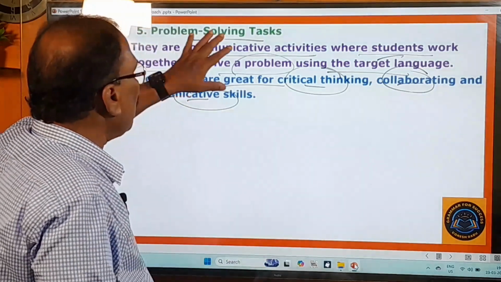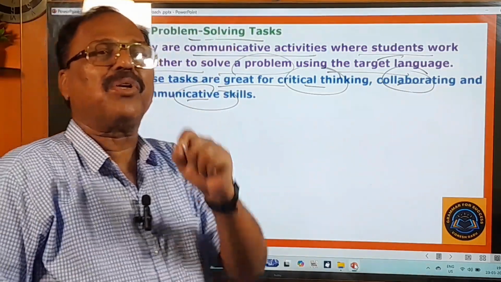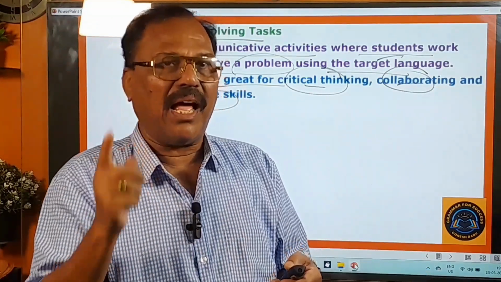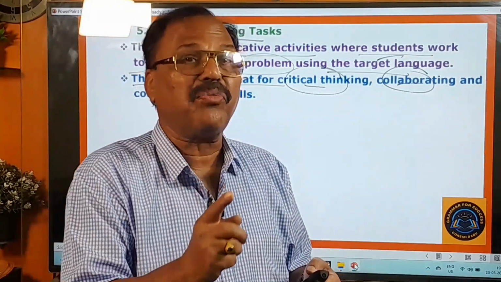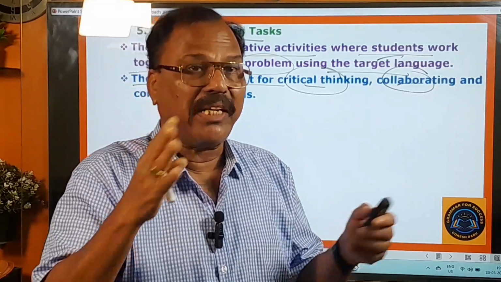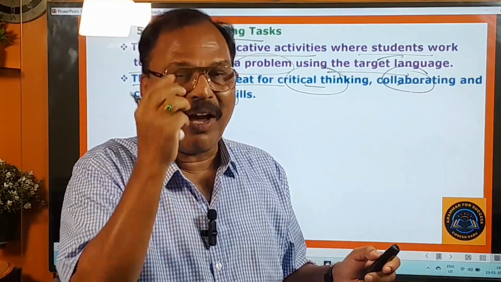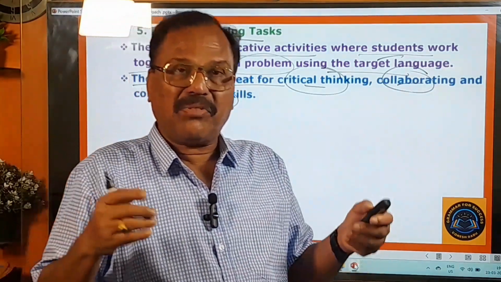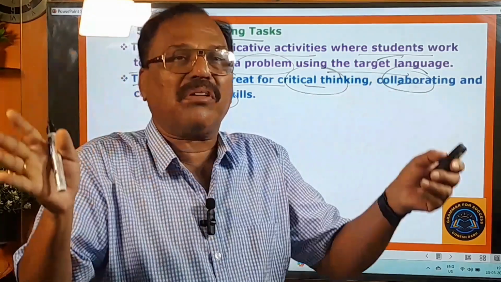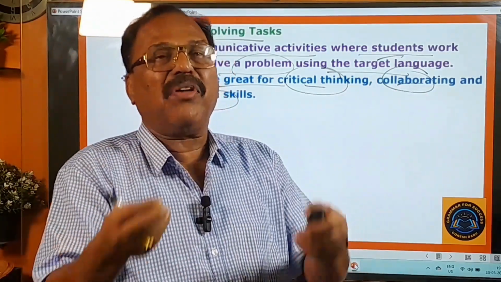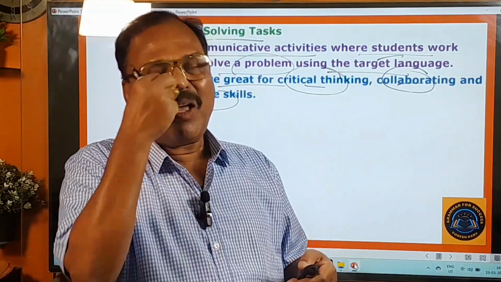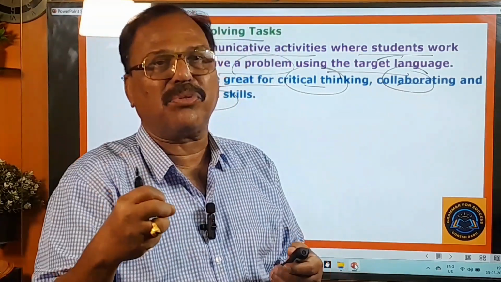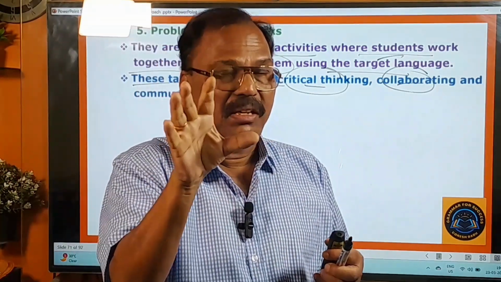For problem solving tasks, I'll give you one example. Suppose you along with your friends are stranded in a lifeboat, with only 10 items, but you are supposed to keep with you only 5 items. You have 10 items with you, but you have to keep only 5 items with you. Otherwise, the lifeboat may sink and danger might take place. So you are supposed to throw out or remove 5 items, and keep only 5 items with you. Now the task is, as a group, you must decide which items to keep and which items to throw out. This is the task, this is the activity.